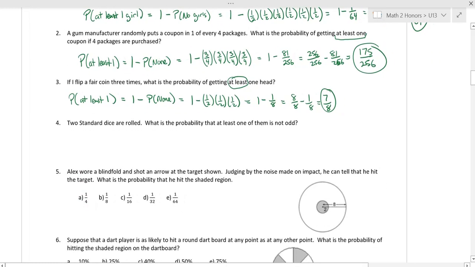Number 4, 2 standard dice are rolled. What's the probability at least one of them is not odd? Instead of not odd, we could just think of that as even, right? And at least, again, let's think of the opposite of that. So the probability that at least 1 would be 1 minus the probability that none of them are even.